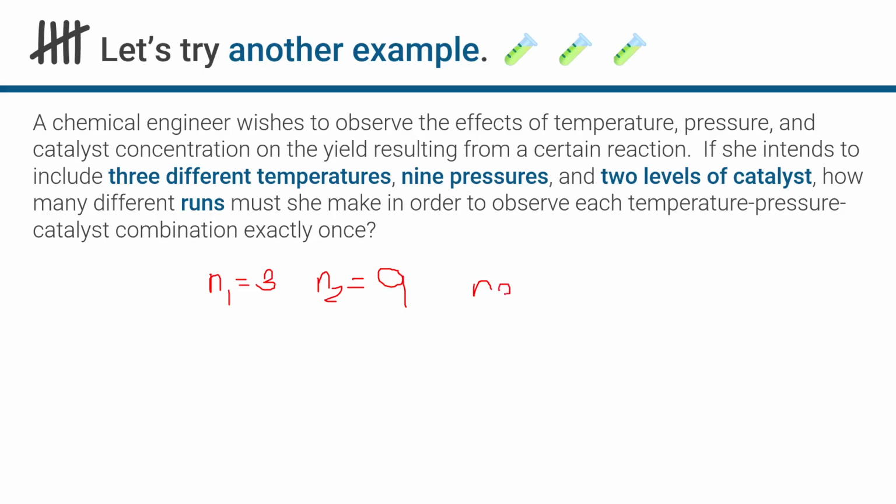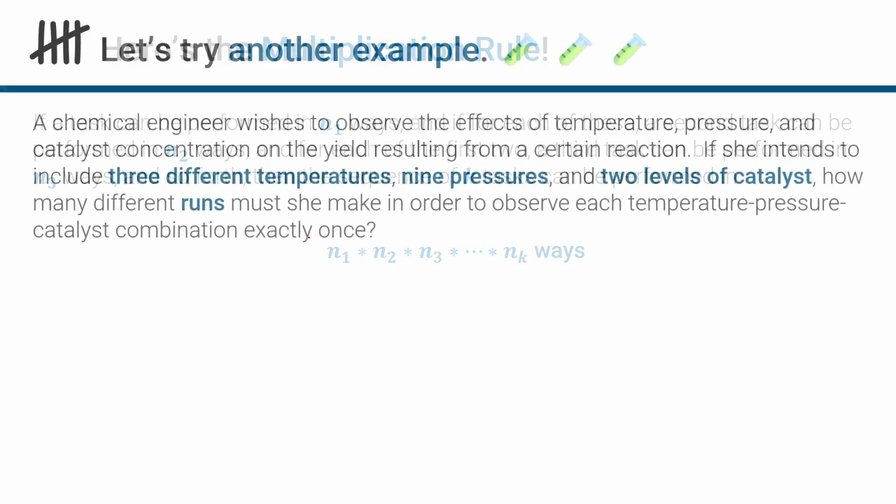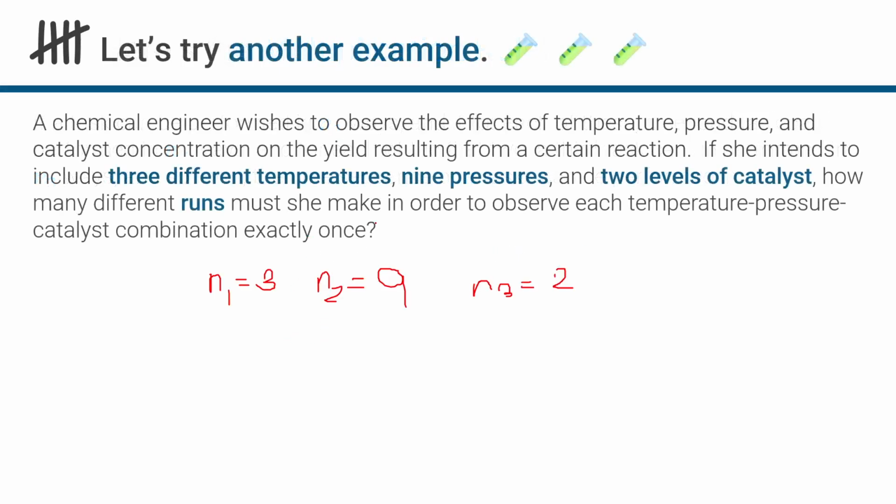Okay, and then your N3 is equal to what? 2. Based on our formula earlier, we have N1 times N2 times N3. So how many different runs must she make in order to observe each temperature, pressure, and catalyst combination? The number of runs is equal to 3 times 9 times 2.